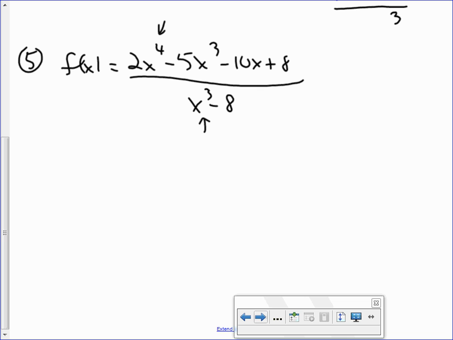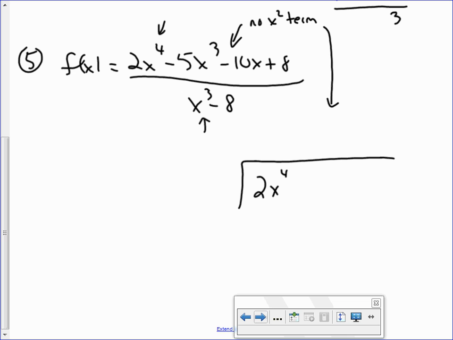So when you get ready to do your long division here, you want to put in a placeholder for the missing x squared. There's no x squared term, so you want to put in an x squared term down here of 0. It just helps keep things lined up. Sometimes you can manage without that, but it often makes it easier to keep things all lined up. Okay, so I'm going to do the division here.